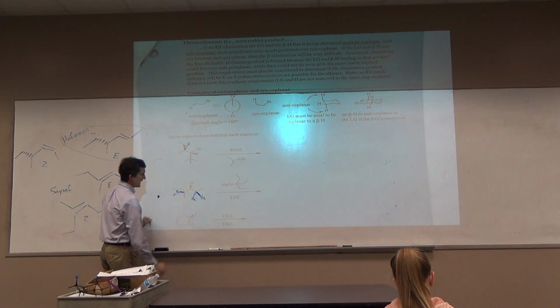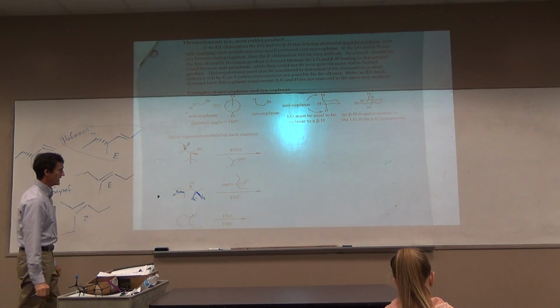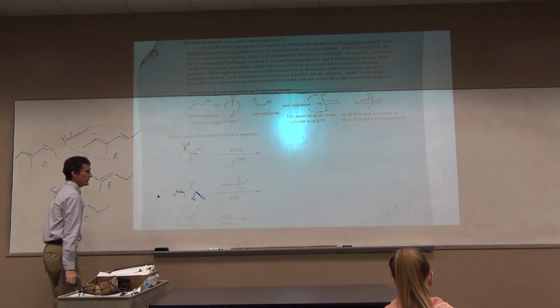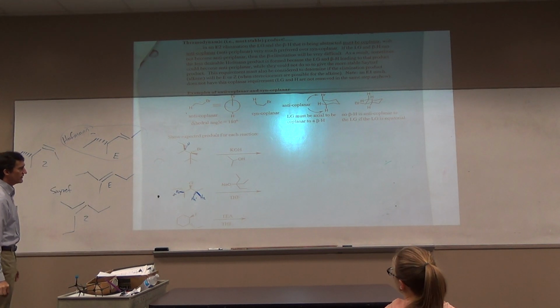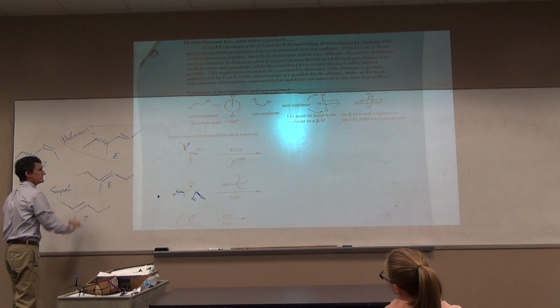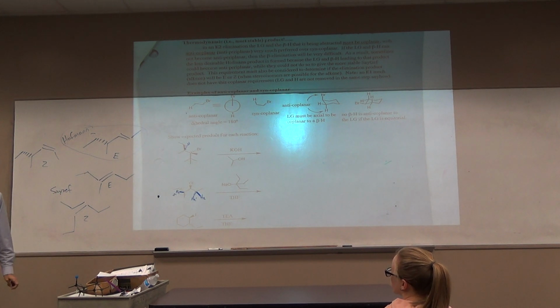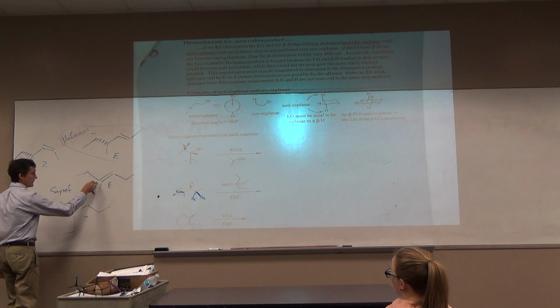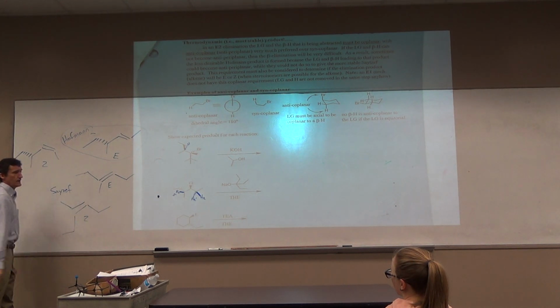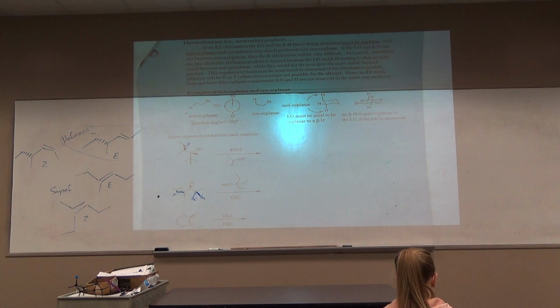That's why sometimes I'll ask you like this. I'll say, okay, show both products. Show the Hofmann and the Zaitsev. Well, here's the Hofmann. Okay, now show the Zaitsev product, if it was to be formed. Which of these will be formed? E or Z? Z.